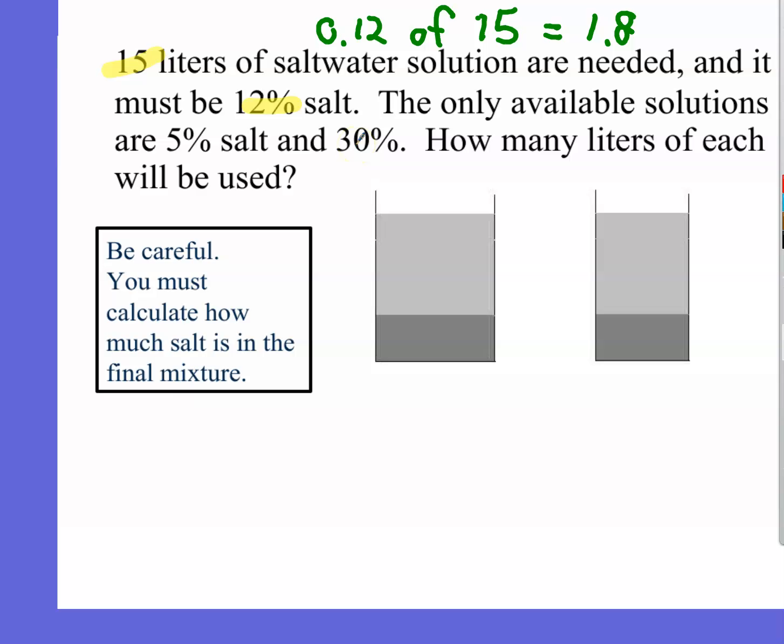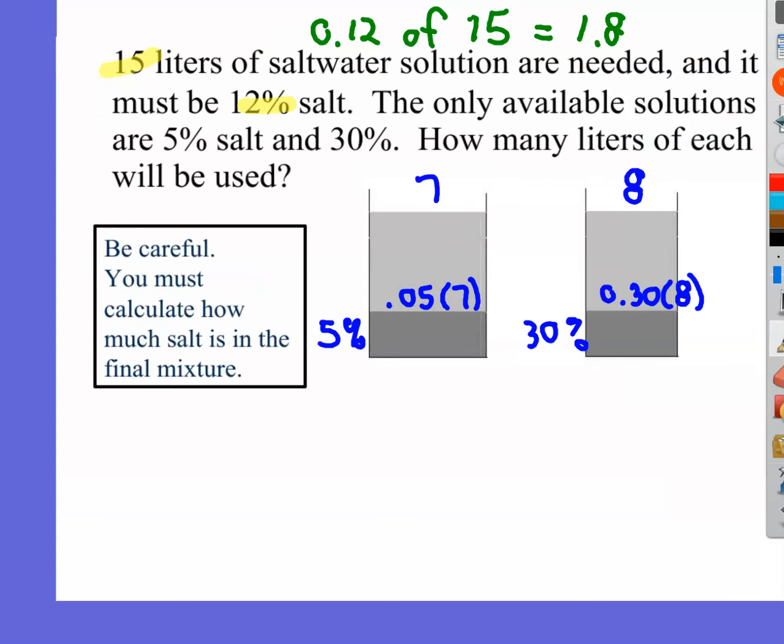Okay, so let's do a guess and check just at least once to see what that looks like. So let's guess, I don't know, 7 and 8. That adds to 15. Okay, and then this one's 5%. So I need to figure out what 0.05 times 7 is. Okay, and this one is 30%. So I need to figure out what 30% of 8 is. Oops, looks like a B. Okay. So 5% of 7 is 0.35. Whoops.